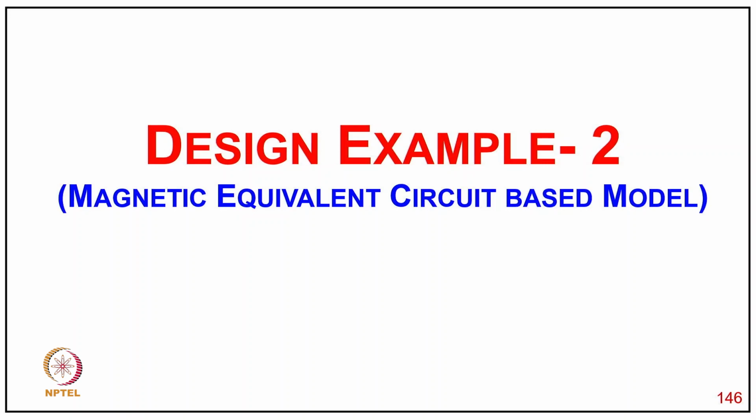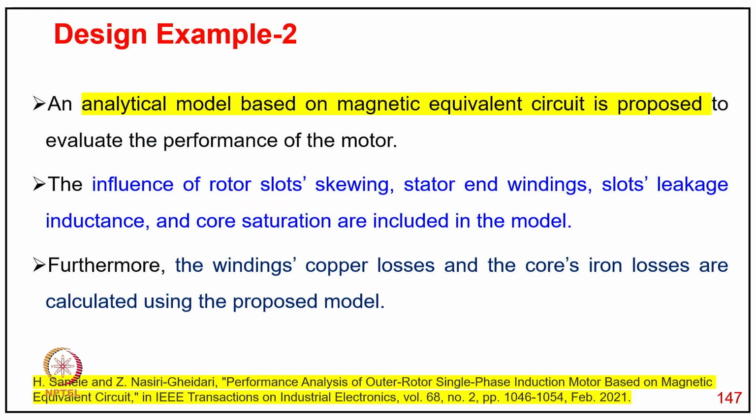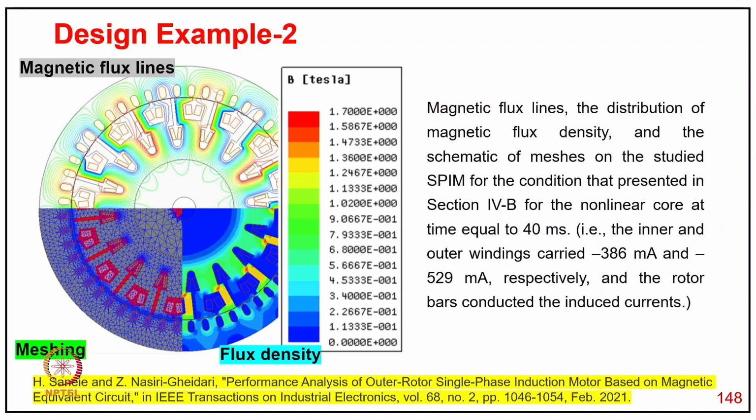Now coming to design example 2, the magnetic equivalent circuit based model. So an analytical method based on magnetic equivalent circuit is proposed to evaluate the performance of the motor. The influence of rotor slot, stator winding, slot leakage inductance, and the core saturation are included in the model. Furthermore, winding copper losses and core iron losses are also calculated using the proposed model. And here you can see how the finite element analysis gives the complete details of the flux density pattern, matching this.